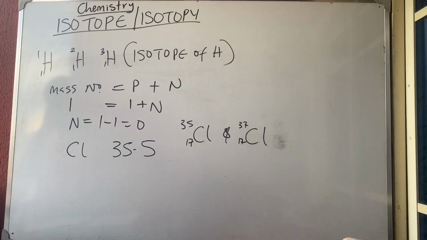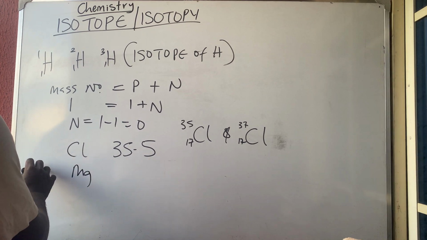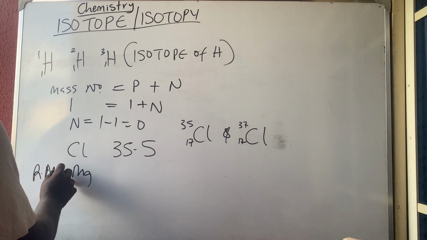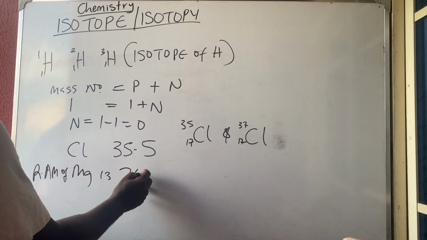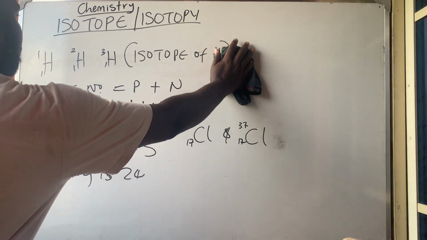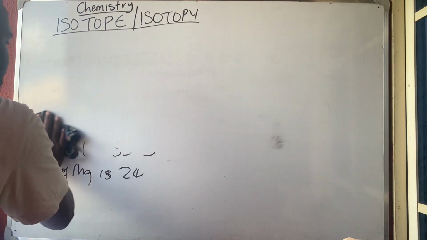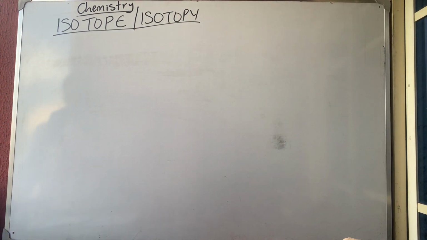But if, for example, the relative atomic mass of magnesium is 24, and 24 is a whole number, therefore magnesium does not have isotopes.